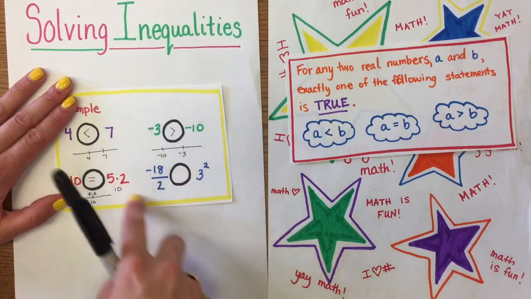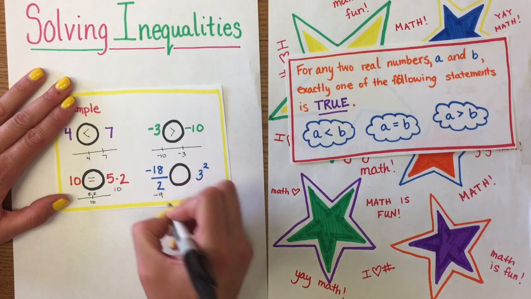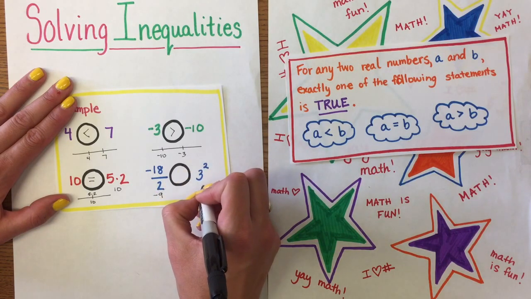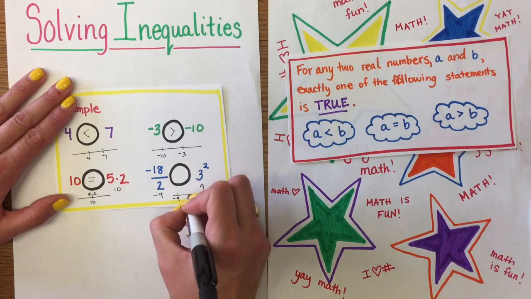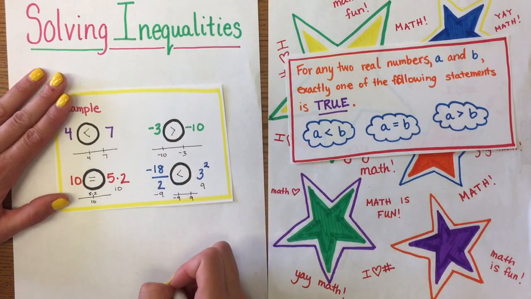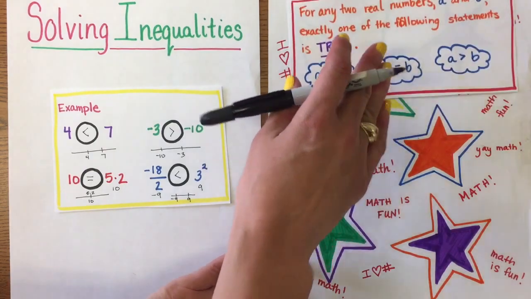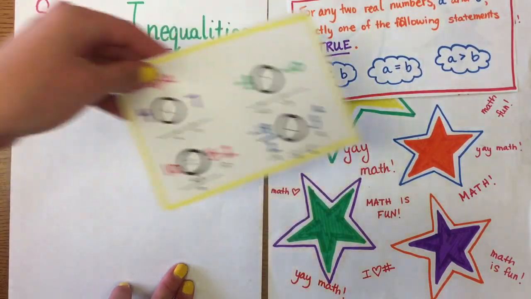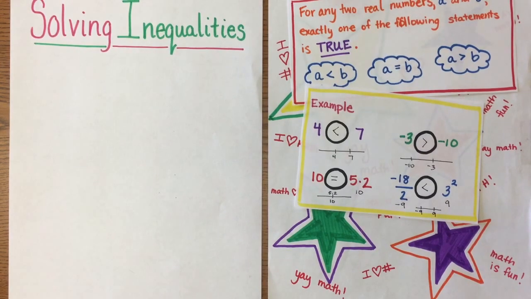And over here, I need to simplify. So -18 divided by 2 is -9. And 3 squared is 9. So when I look at a number line, I have -9 and +9. -9 is to the left, so -18 over 2 is less than 3 squared. So we can assign an inequality symbol for any relationship of numbers.